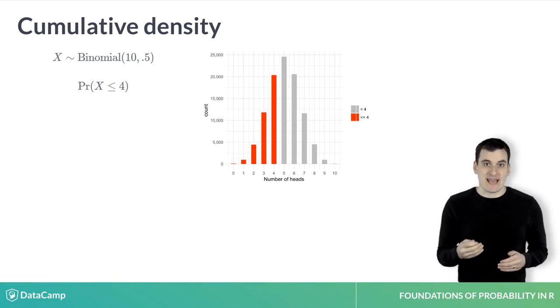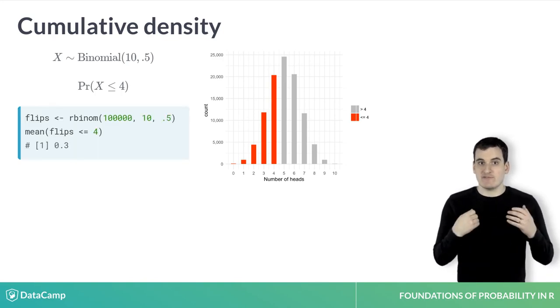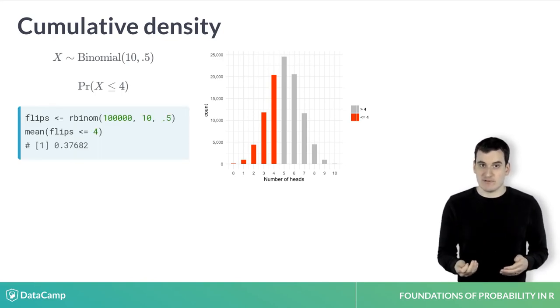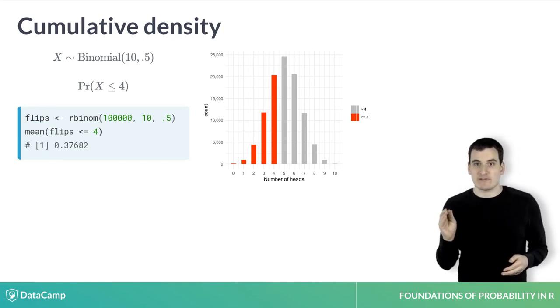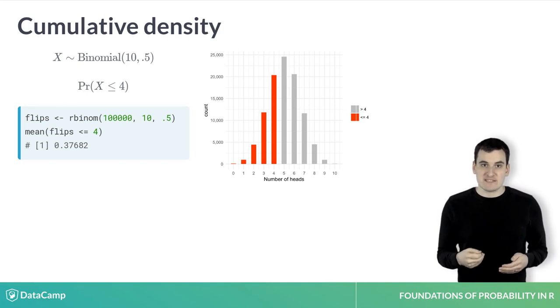The probability X is less than or equal to 4, and the process for calculating it is similar to calculating the density. You can estimate it using simulation. We generate 100,000 draws from the binomial distribution, then instead of using equals, we do mean(flips <= 4). You can see that this was true of about 37.7% of the simulations.